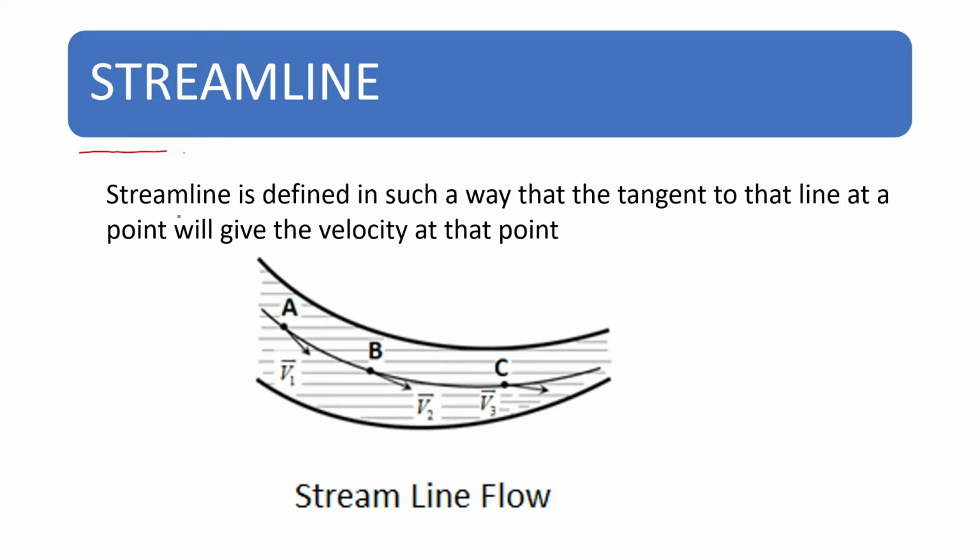A streamline is defined such that the tangent to that line at a point will give the velocity at that point. You can see a streamline is drawn here, that is ABC, and the tangent to this line will give the velocity at that point, that is the velocity vector. So you can represent a flow using streamlines.